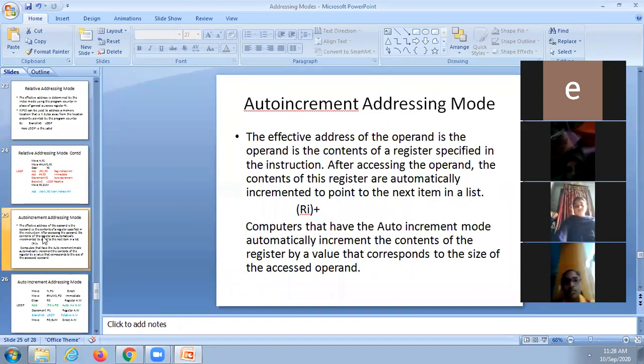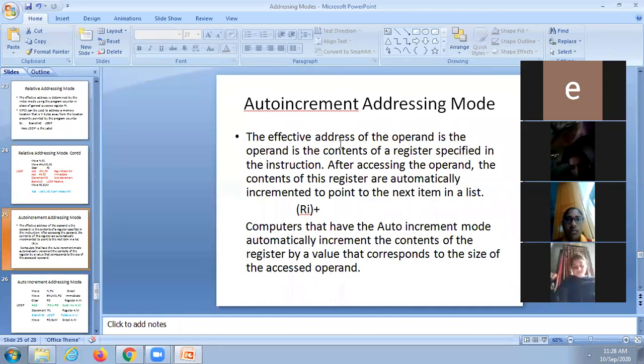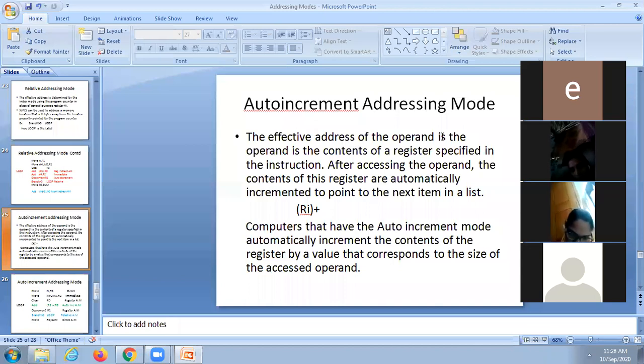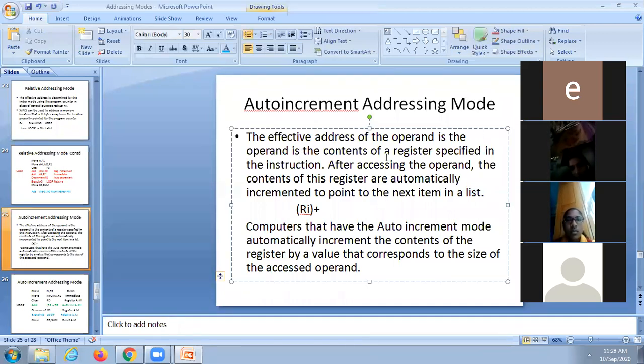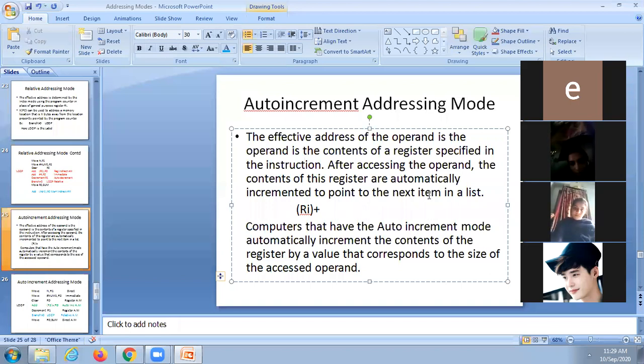Next, this is auto increment addressing mode. Auto increment addressing mode means the effective address of the operand is the contents of a register specified in the instruction. After accessing the operand, the contents of this register are automatically incremented to point to the next item in a list. That is Ri plus.